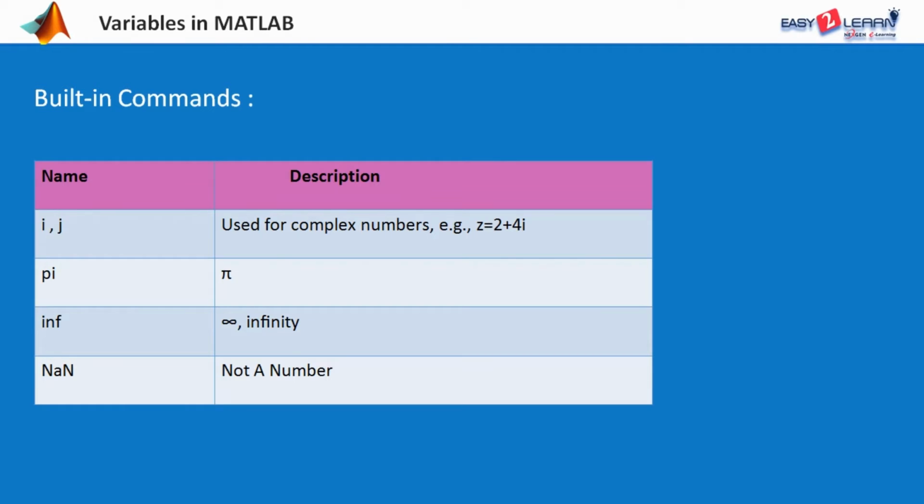If you want to calculate the value of sine pi, just write sin, then in parentheses write pi. Only then can you calculate the value of sine pi. Infinity can be written as Inf. Not a number can be written as NaN.